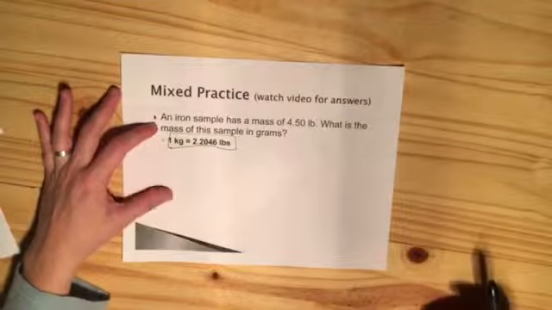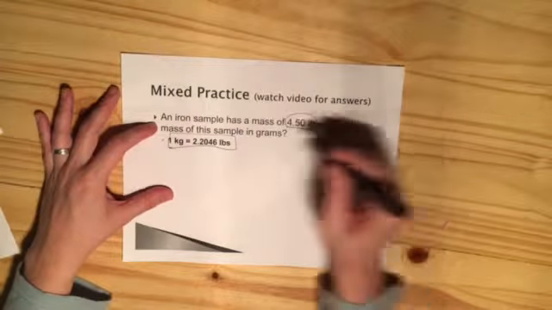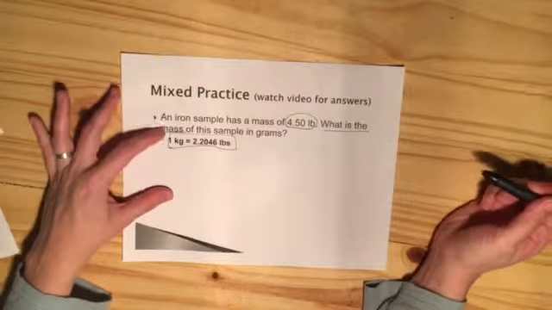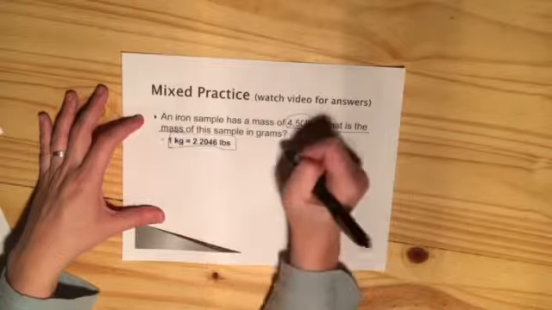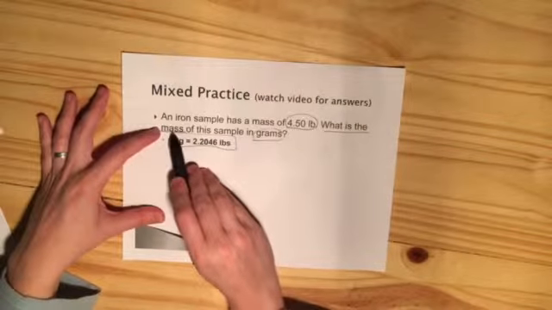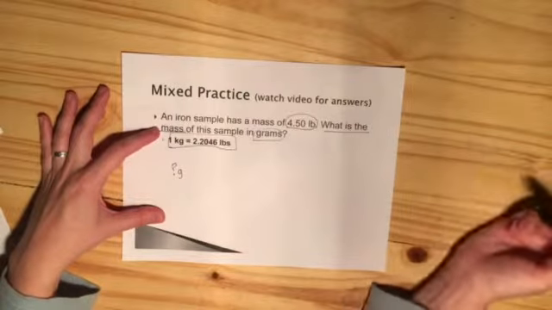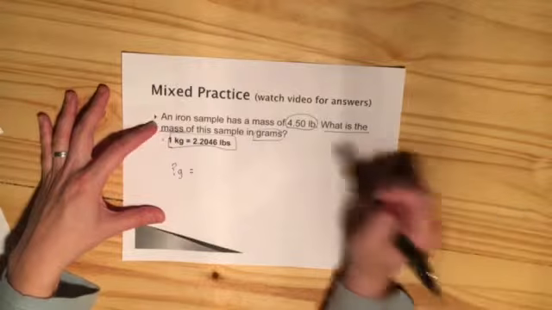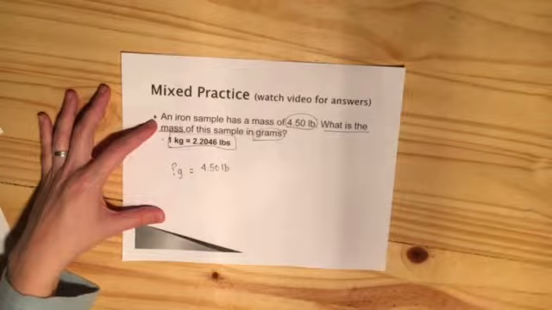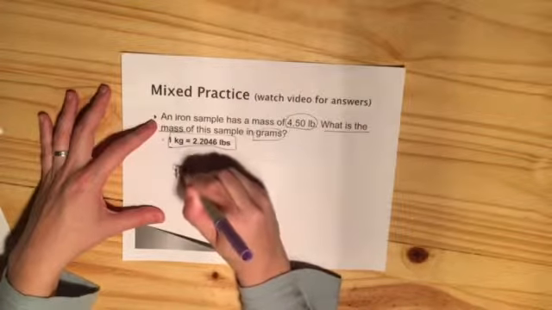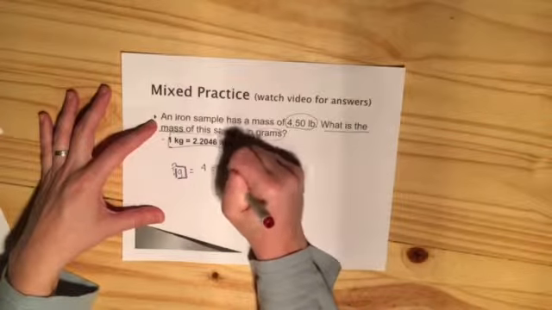So here an iron sample has a mass of 4.50 pounds. What is the mass? So that's like asking how many. What is the mass of this sample in grams? So grams is what we want to know the mass of. And so we want to know how many grams, what is the mass of the sample in grams, is 4.50 pounds. So grams is what we're looking for. Pounds is what we're given.